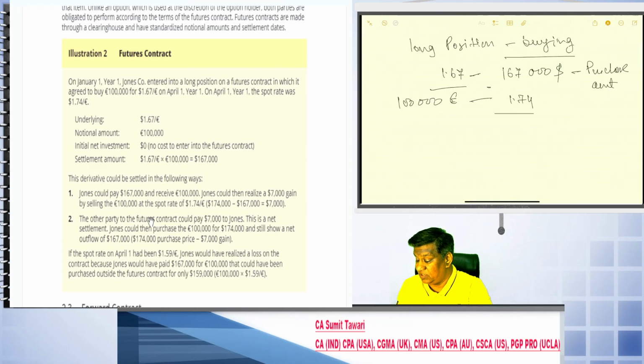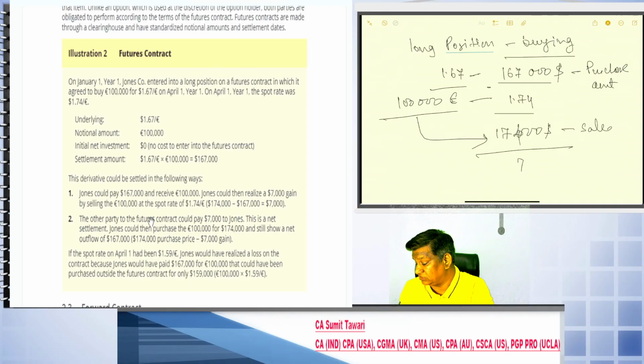Okay, his sell amount is $174,000. Means what he did, whatever the 100,000 euro he bought in a future, for that he paid 167,000, and now he sells at a closing exchange rate of 1.74, so 174,000. So the 7,000 is basically the profit for him. Clear?